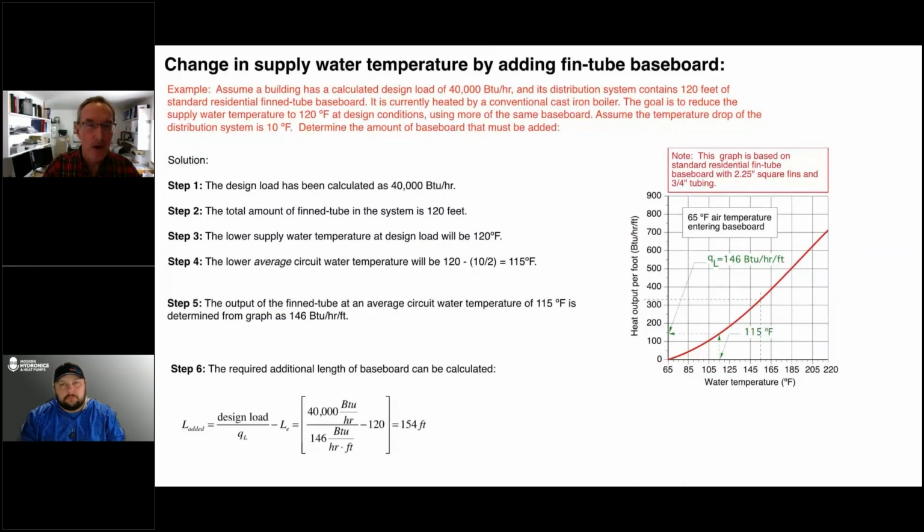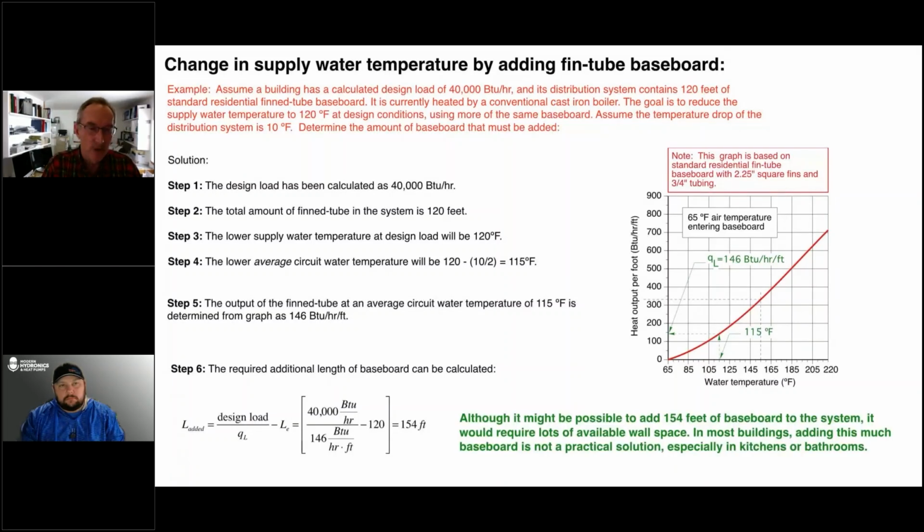Where am I going to put 154 additional feet? This is not total feet. This is how much you have to add to what you already have. And bottom line is, it's possible but very improbable that you're going to have wall space to do this.